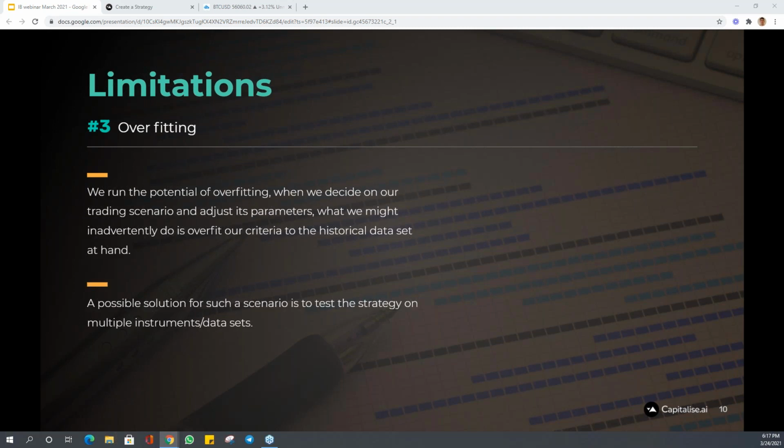And the third limitation is overfitting. We run the potential of overfitting when we decide on our trading scenario and adjust its parameters. What we might inadvertently do is overfit our criteria to the historical data set at hand. So a possible solution for this, and whenever I'm backtesting, I always run it over a group of assets. And remember, if you're doing this, and we're going to get into this a little bit later, I'm going to show you how you can take strategies and backtest them over groups of assets.